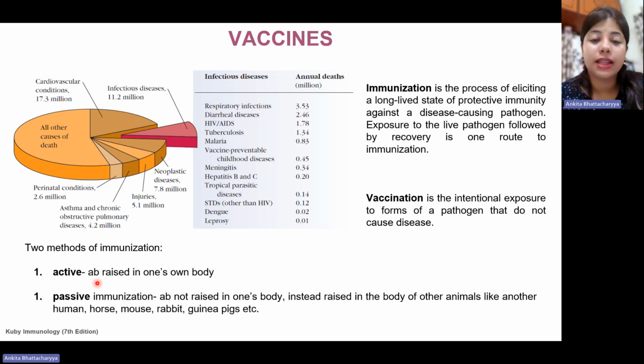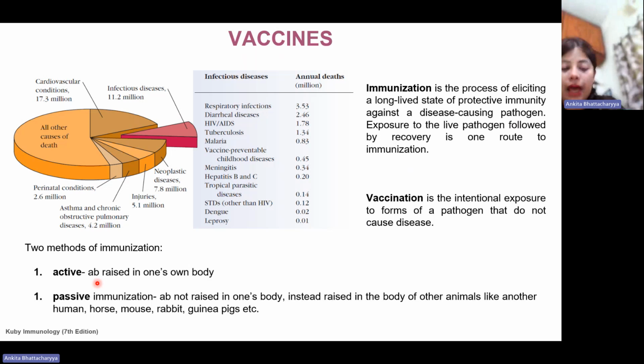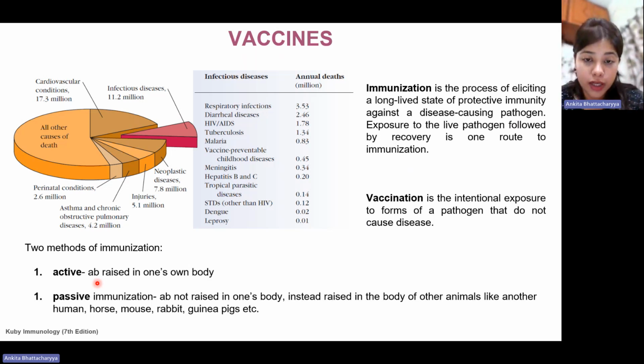When that happens, that is passive immunization, which means that the system or the host within which antibodies are being raised is what determines the type of immunization, whether it is active or passive. If raised in an individual's own system, then it is active. If raised in other individuals, or not just other individuals but other species, other animals, and then passively introduced into a host system, then that is passive immunization.